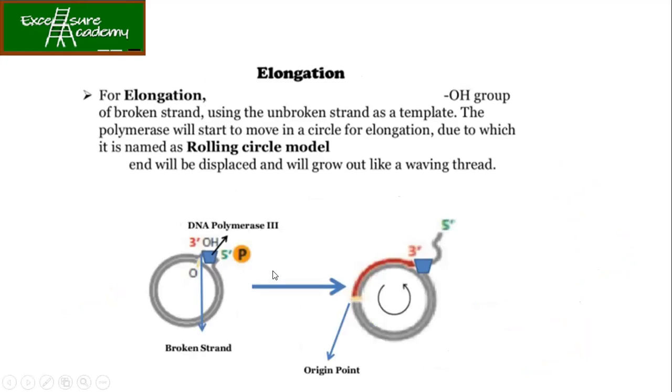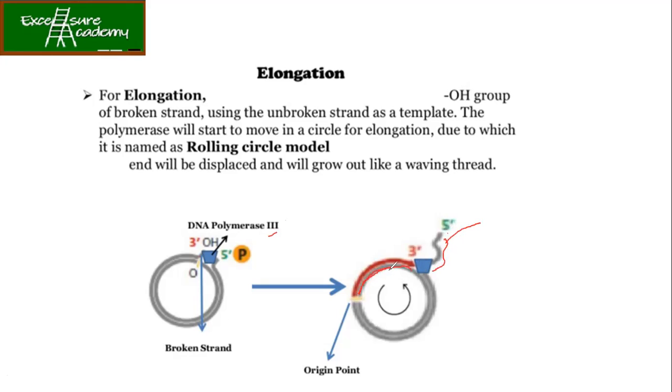Over here, you have got the OH group of the broken strand, right? Now, this strand here, its 5' end will be getting unwound, it will keep separating. And DNA polymerase 3 is going to add new nucleotides at the 3' end. So what is happening? As the 5' end linear DNA is getting removed, the remaining strand is going to act as a template now.